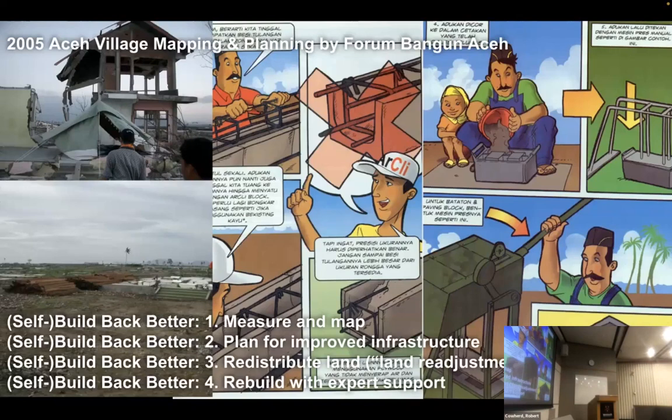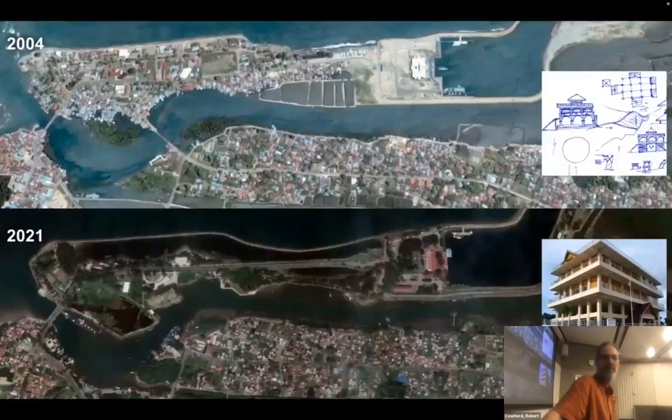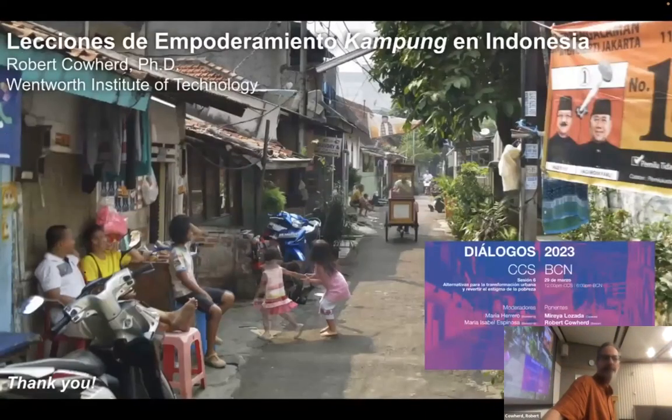And we published a comic book that trained people how to mix cement and proper concrete and steel reinforced foundations so they would survive the next earthquake and tsunami. People were empowered by the architects rather than being disempowered by the architects. Very successful. Some of the ideas were built, and that's it.